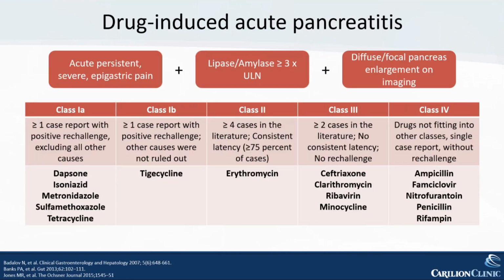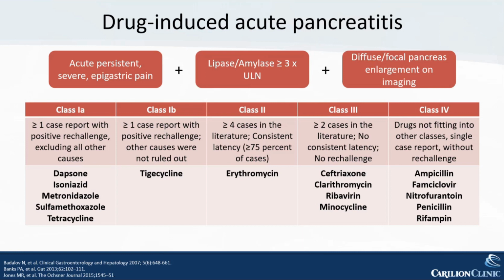And now we'll move into drug-induced pancreatitis. So, pancreatitis, of course, is patients presenting with acute persistent severe epigastric pain, having elevated lipase and amylase, and then seeing pancreas enlargement on imaging. We see lots of different agents associated with this, and it is often difficult to associate some agents specifically with pancreatitis.